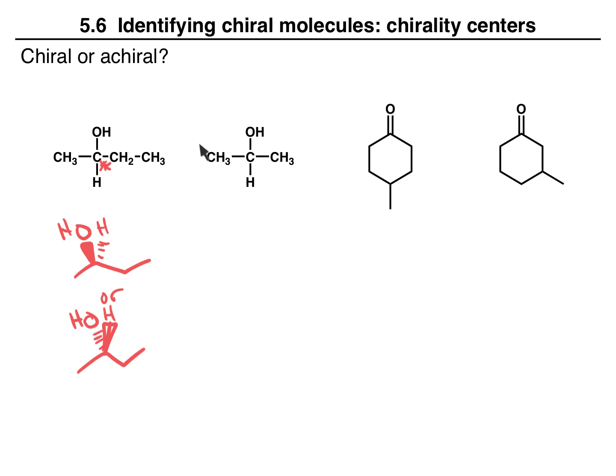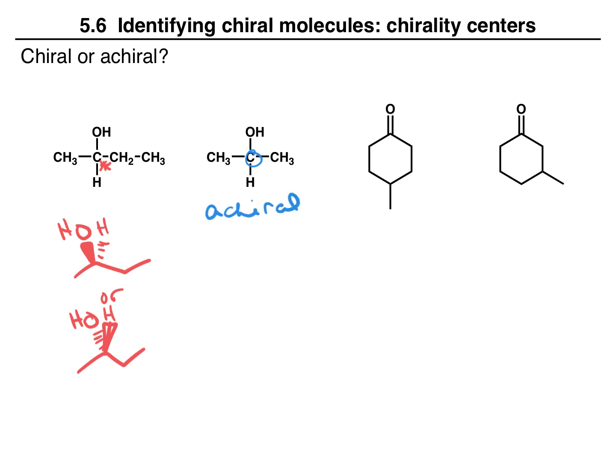If we look at our second example, let's focus on this carbon. It is connected to a hydrogen, an OH, and a methyl, so those are 3 different groups, but it's connected to another methyl. Since it's connected to 2 methyl groups, it's not connected to 4 different things. There is no chirality center, so this molecule is achiral.